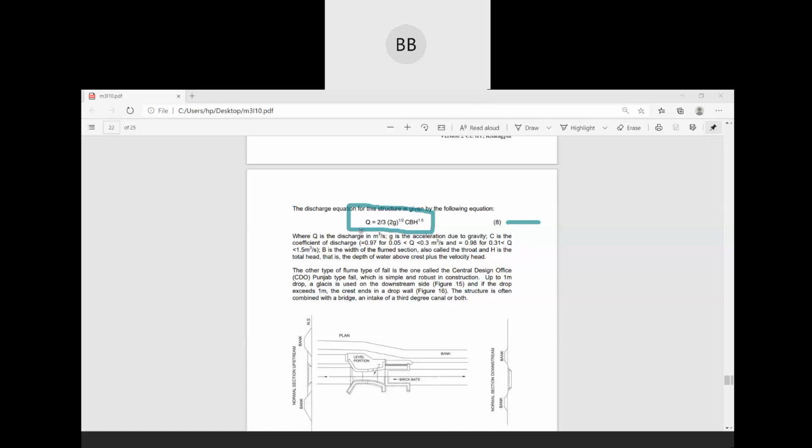Write down this expression: Q = 2/3 × (2g)^(1/2) × C × B × H. Here B is the width of the flume section, C is the coefficient of discharge, and H, as we all know, is the total head.